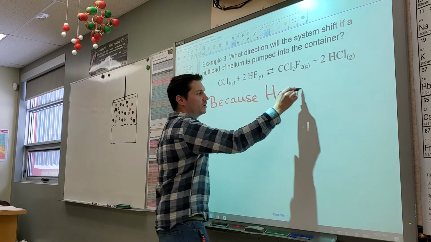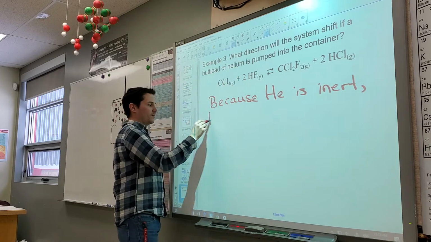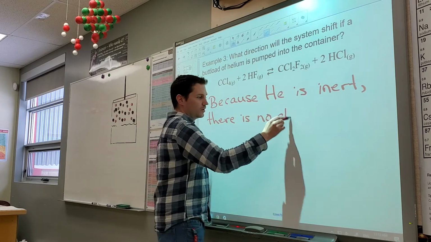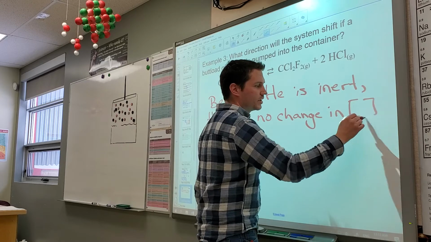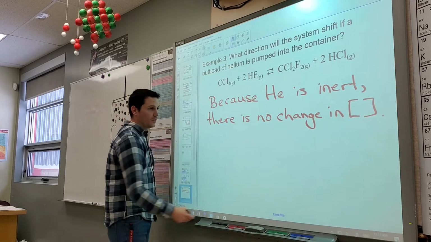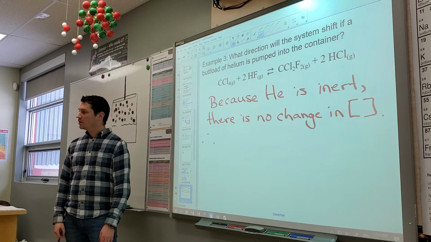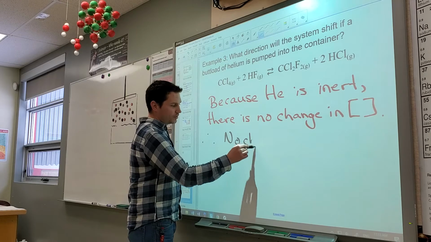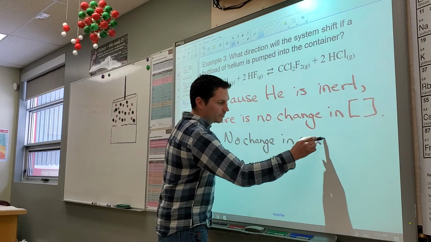Because helium is inert, there is no change in concentration. Do you know what the 3 dots means? Therefore, no change in equilibrium.